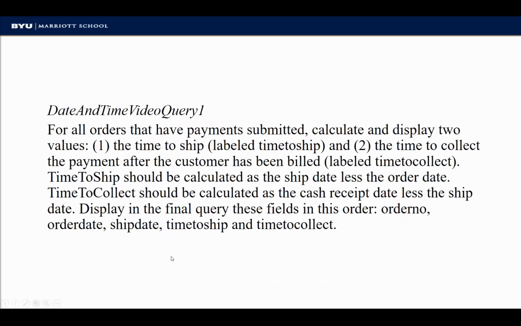First one, for all orders that have payments submitted, calculate and display two values: the time to ship, labeled time to ship, and the time to collect the payment after the customer has been billed, labeled time to collect. Time to ship should be calculated as the ship date less the order date. Time to collect should be calculated as the cash receipt date less the ship date, and display these fields in this order: order number, order date, ship date, time to ship, and time to collect.